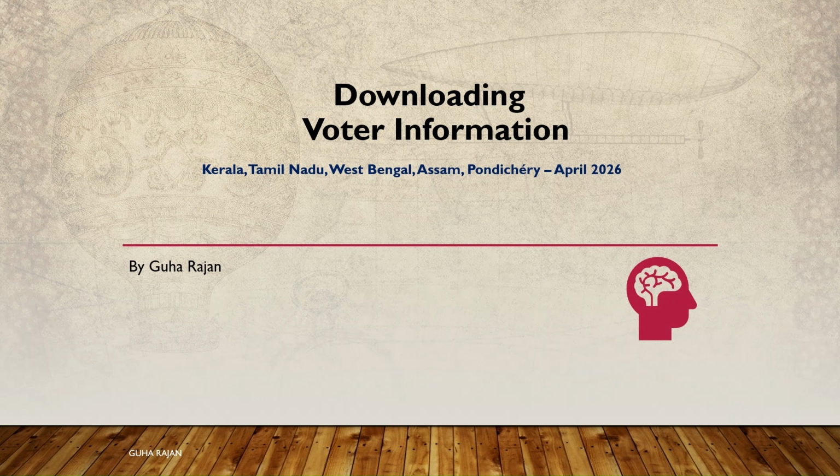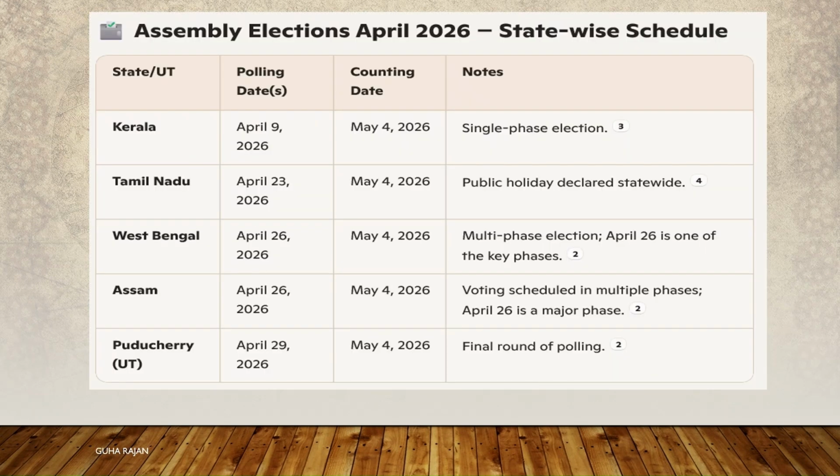But online itself you can download. So these are the sequence of steps through which you can download the voter information. So these are the states which are going to go into the polls. That's Kerala, Tamil Nadu, West Bengal, Assam, and Pondicherry, and all is held in the month of April. The first starting with Kerala. So all of them, whoever is eligible to vote, you can download the voter slip.